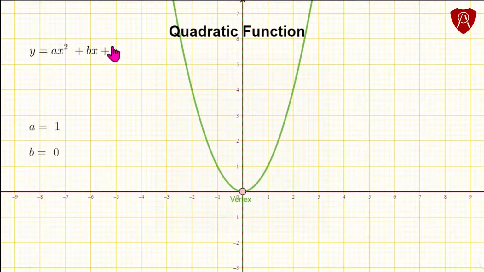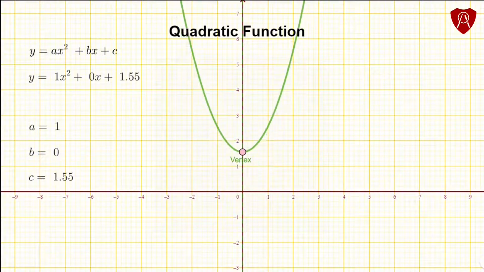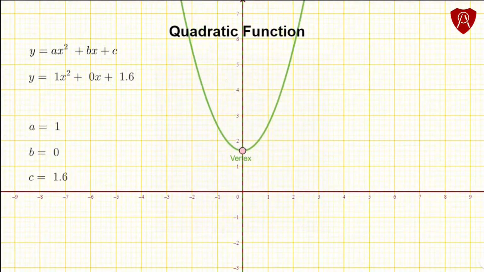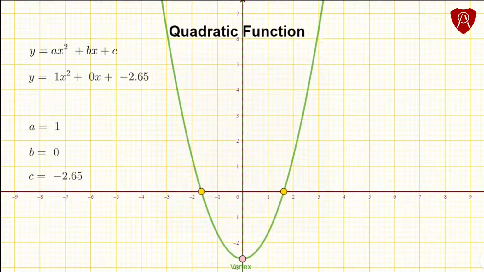C is just a number, a constant without x. C can be positive, negative, or even 0. When it is 0, c makes absolutely no difference to the original curve. Increasing c shifts the curve vertically upwards, and decreasing c shifts the curve downwards.